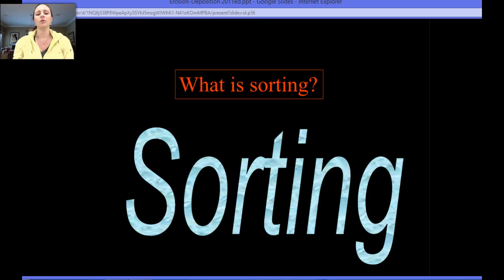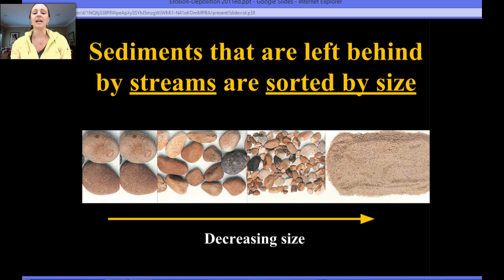So this brings us to a term known as sorting. Sorting goes along with deposition, and it is the sediments that are left behind and how they are deposited. They can be sorted by size. If you look at this, the stream will first drop or deposit the larger sediments. And then as the velocity slows down, it will drop more and more sediments according to size.